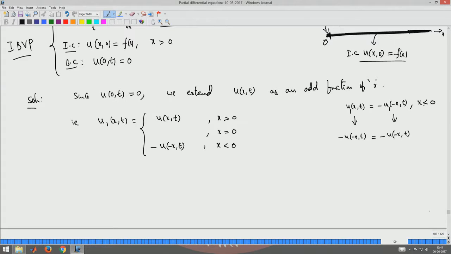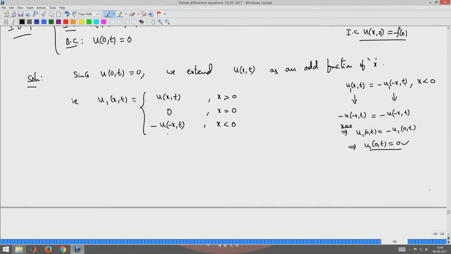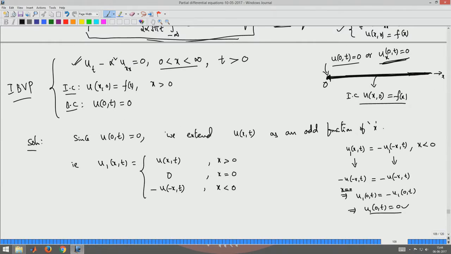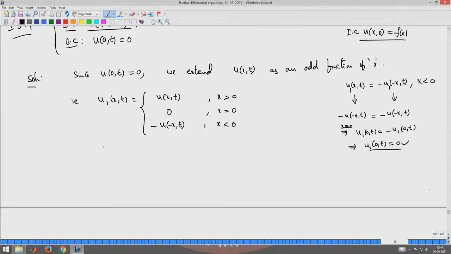So, now once you put x goes to 0 here, so you put x equal to 0 here. So, you see that u1 at 0,t is same as minus u1 at 0,t. So, that means this is possible only if u at 0,t equals 0. Okay. So, this is simply 0 at x equal to 0, and similarly you extend. So, you need initial value even for x negative.